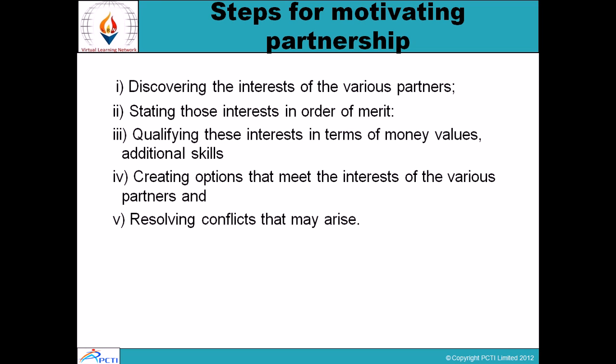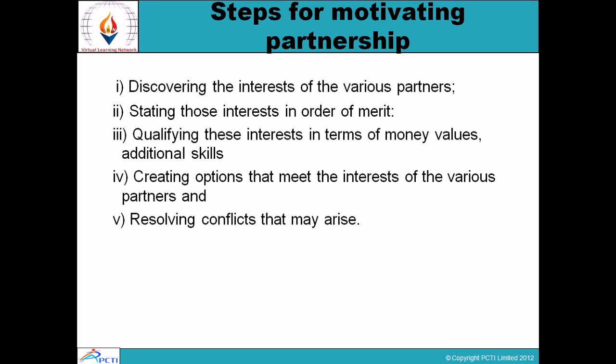The next stage includes stating those interests in order of merit, which means we have to prioritize those interests so that meritorious interest can be generated in the first instance. Next includes qualifying these interests in terms of money, values, and additional skills. Then creating options that meet the interest of the various partners. After getting the interest list and qualifying these interests, we need to create some options that meet the interest of the various partners.